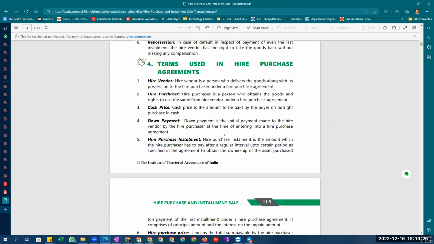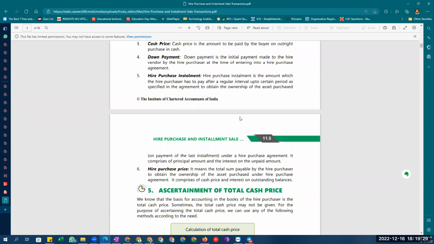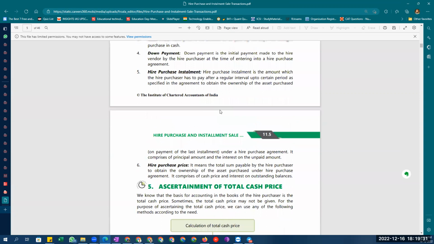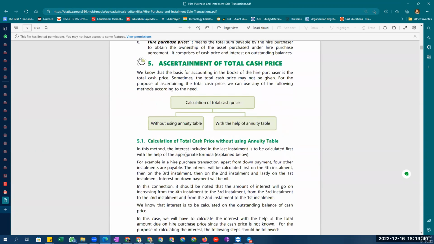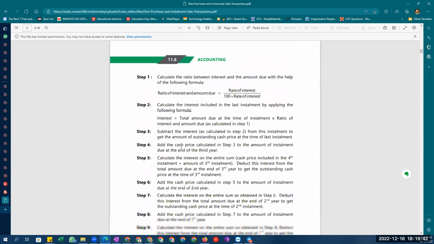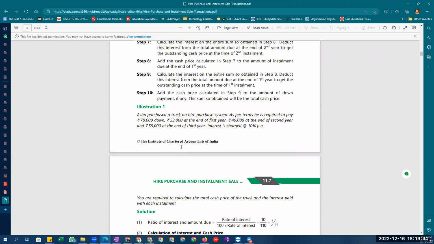Now terms and conditions, again, most of it I have already told you: the hire vendor, the hire purchaser, and the cash price, which is basically the cost price of the thing, right? And that's pretty much it. Fine. So this is the basics. Let's now take a look at some of the calculation part.